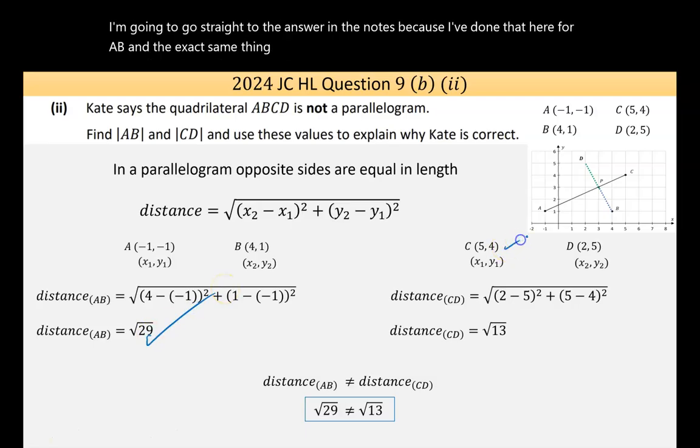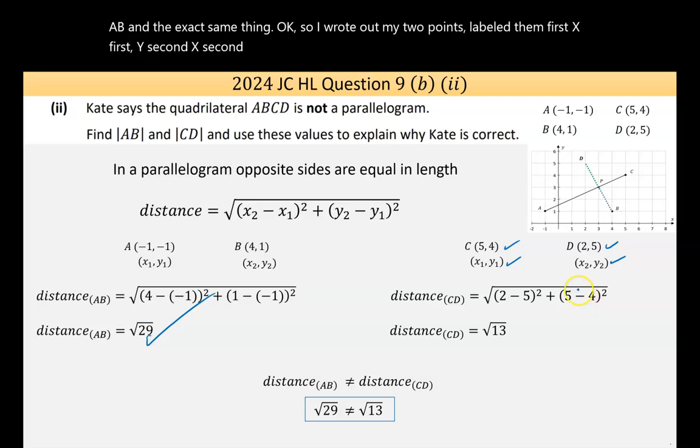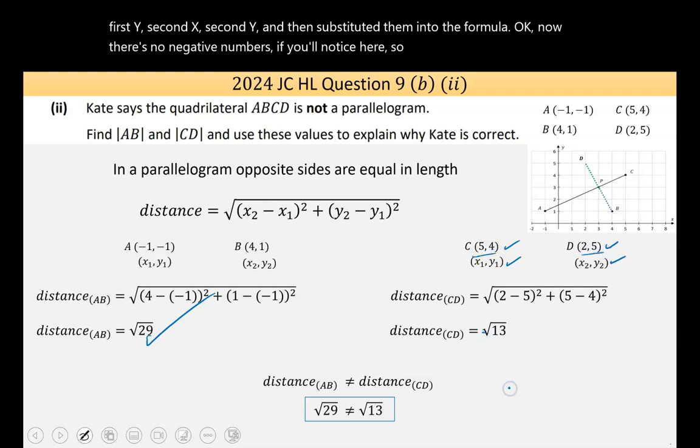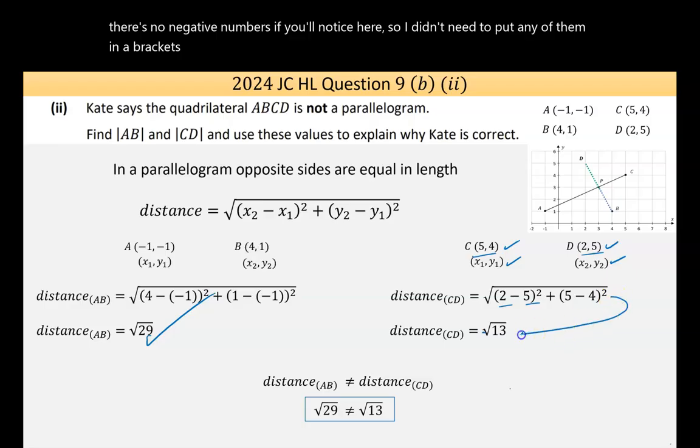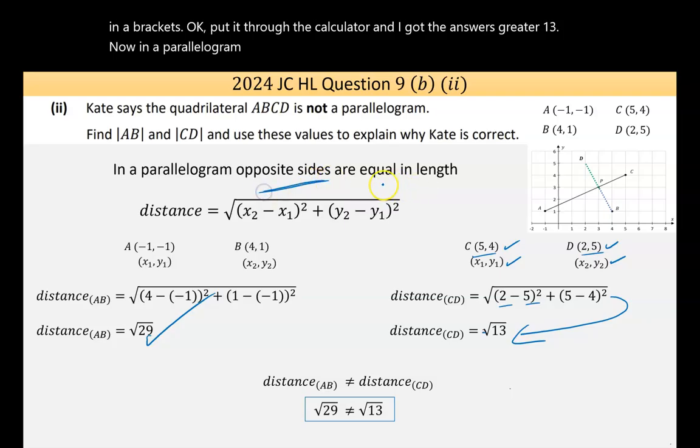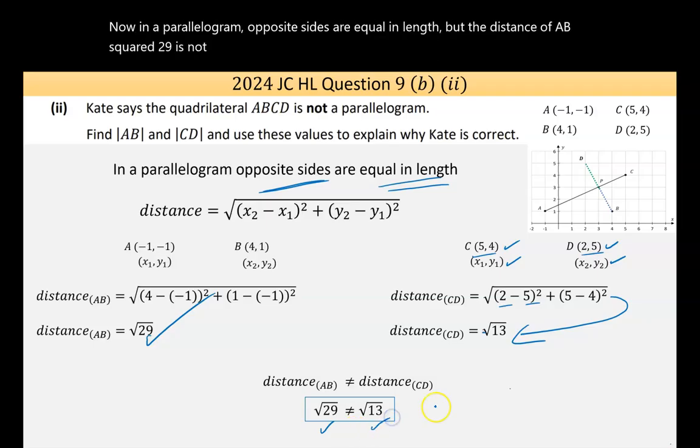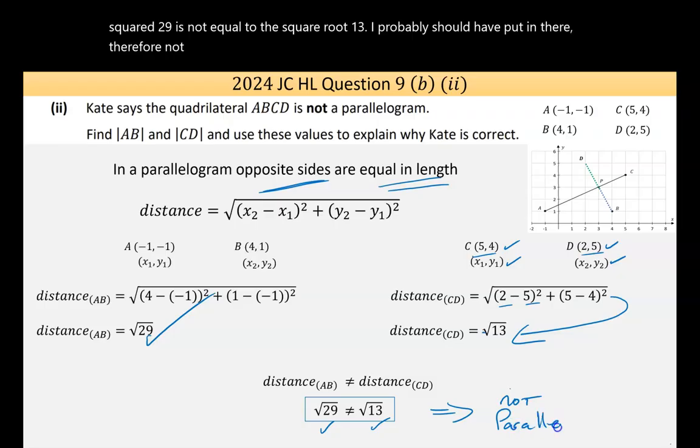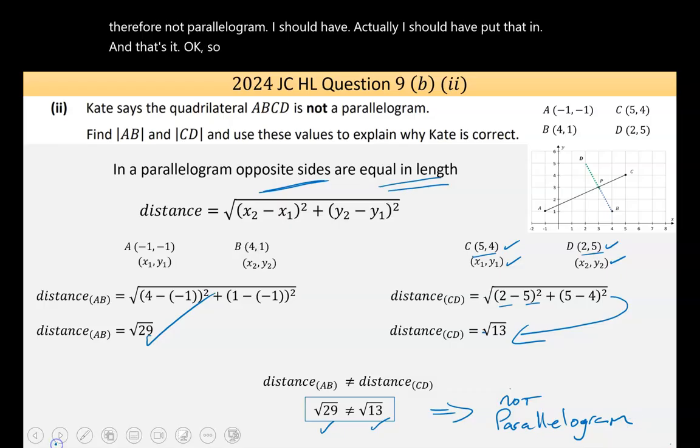Okay, so I wrote out my 2 points, labeled them first X, first Y, second X, second Y, and then substituted them into the formula. Okay. Now there's no negative numbers if you'll notice here, so I didn't need to put any of them in brackets. Okay. Put it through the calculator and I got the answer square root of 13. Now in a parallelogram, opposite sides are equal in length, but the distance of AB, square root of 29, is not equal to the square root of 13. I probably should have put in there, therefore not a parallelogram. I should have put that in. And that's it. Okay, so I think that's the end of question 9.